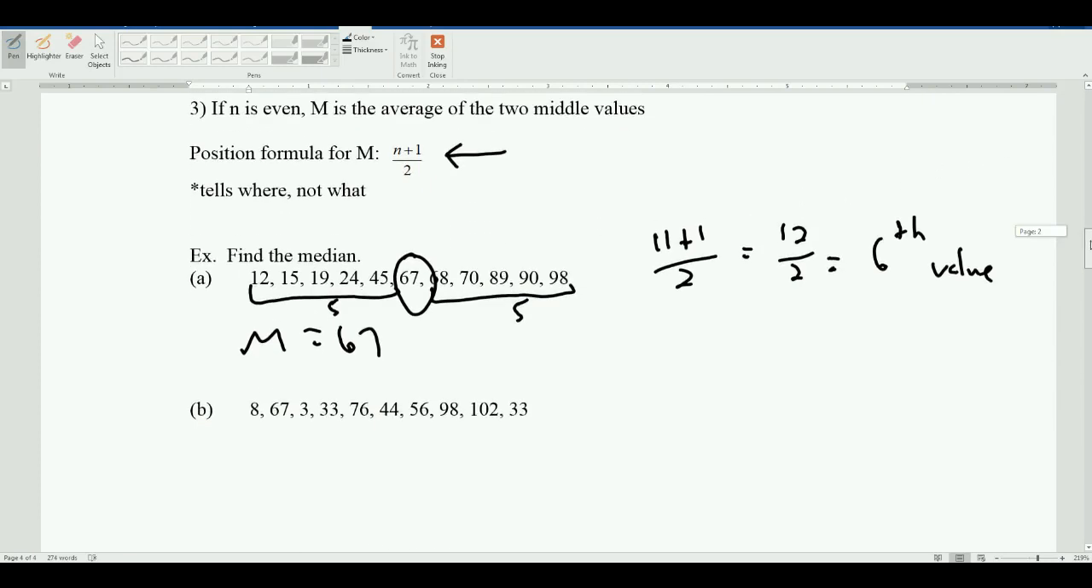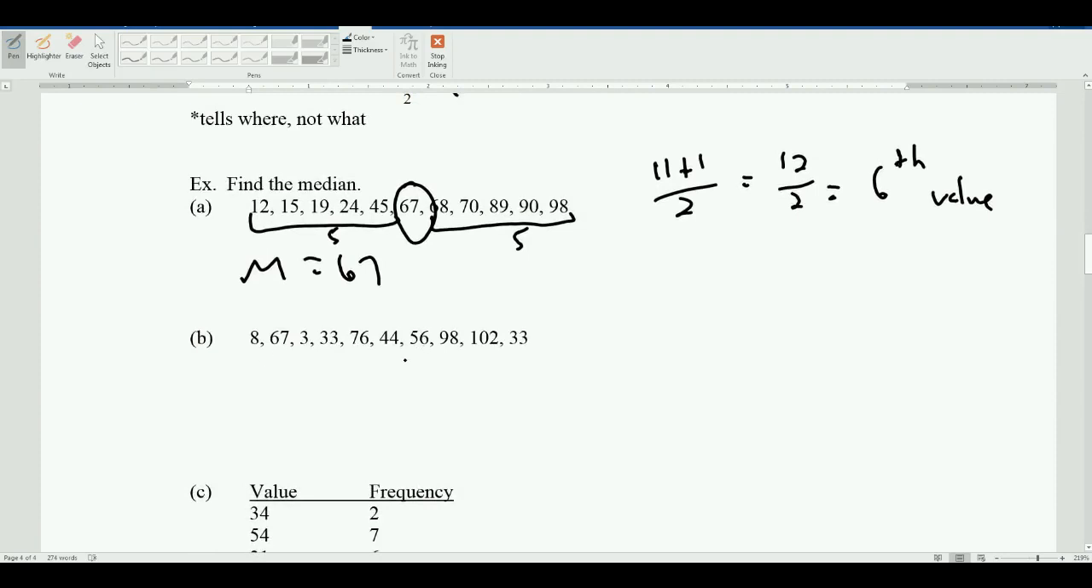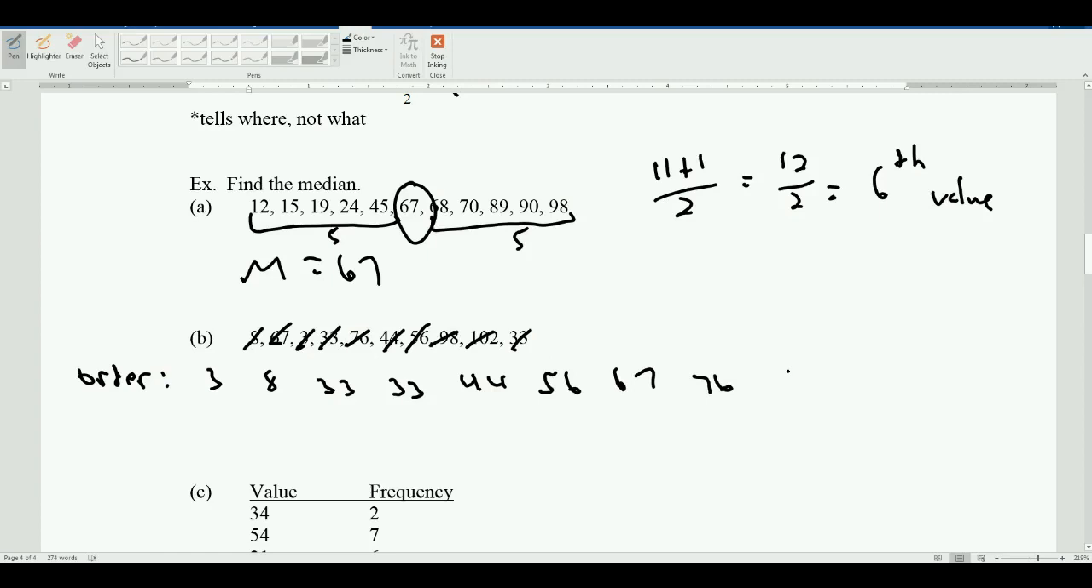Now in this example, it is not in correct order. So I need to put it in correct order. So we'll start with a 3, and then we have an 8, and then what do we have next? A couple 33s. I put them both in there. And then we have a 44, and a 56, and then a 67, and then a 76, 98, and 102. How many values do you have? 1, 2, 3, 4, 5, 6, 7, 8, 9, 10.